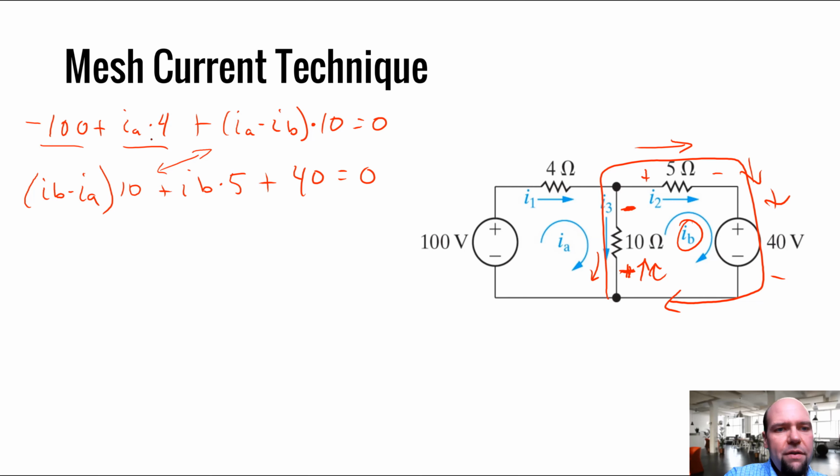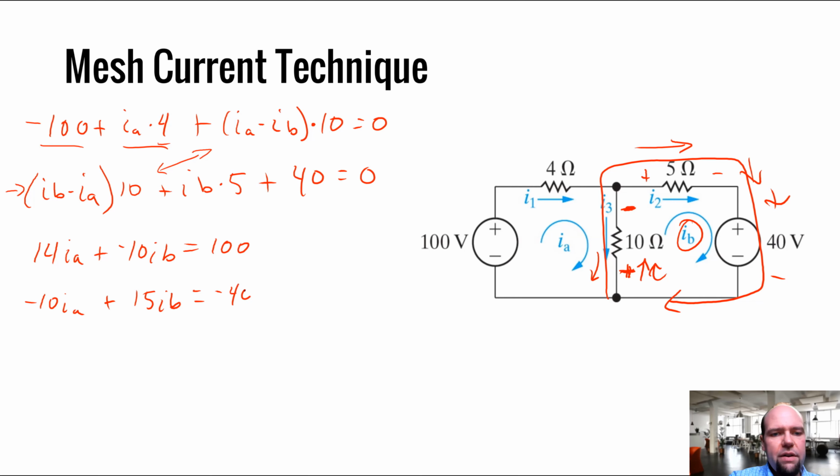On this top equation, I have 4 plus 10, so I have 14 IA, and then I have negative 10 IB. And I had 100 on this side, but I flop it over to the other side of the equation, so that equals 100. Now let's do the second equation. Let's clean that up. How many IAs do I have? I have negative 10 IA. And then I have 10 IB plus 5 IB is 15 IB. And we got a 40, flopping it over to the other side of the equation, we got a negative 40.